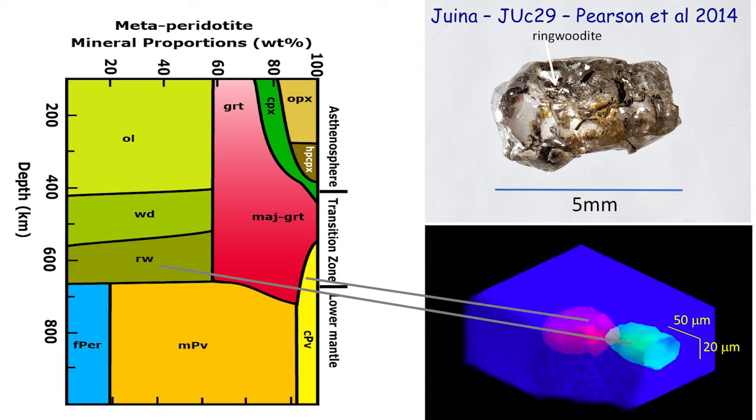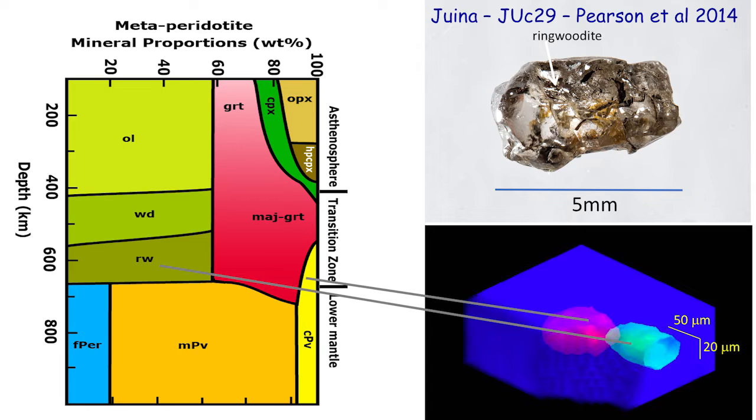This is not a particularly attractive type 2 super deep diamond here from the Juina area, and some years ago we found the first terrestrial occurrence of ringwoodite, which is, I'm sure for most of you, a mineral you've never heard of, but it's about the 4th most abundant mineral in the Earth. It occurs down here in a depth range between 520 and about 670 kilometers, and it turns out that this mineral hosts most of the water in the Earth's mantle.